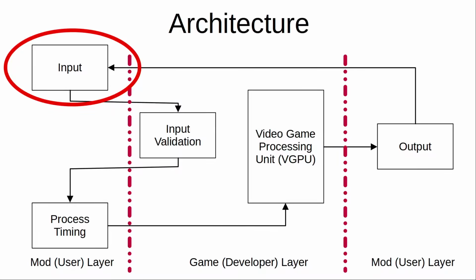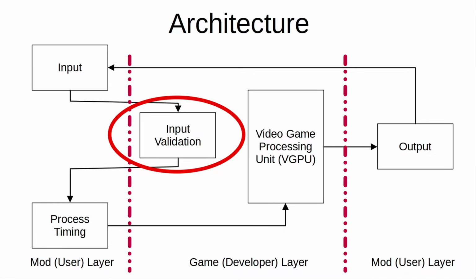Now, the next step, which is inside of the game developer layer, and this is very important, is the input validation. It is very important that input validation is within the game developer layer, because think about it. You don't want cheaters to have access to input validation. You want to have it act like a cop. You want to be like, okay, is this allowed? Nope. Okay, we're going to truncate that. We're going to kick you out of the server for that, or whatever.